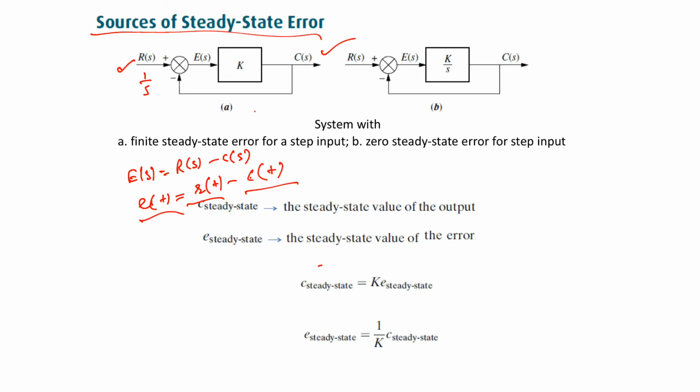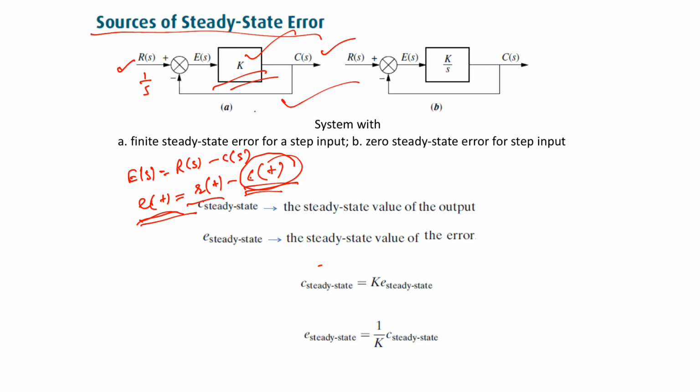But with the gain K in between, the error cannot be 0 for this. With the gain K, this error cannot be 0 if C(t) is to be finite and non-zero. For C(t) to be finite and non-zero, this error cannot be 0. So from this configuration itself, we can see that with the pure gain K in the forward path, an error must exist. So the error must be there.